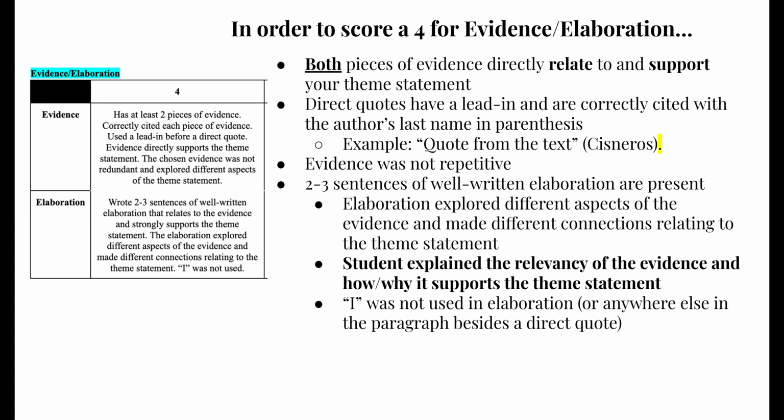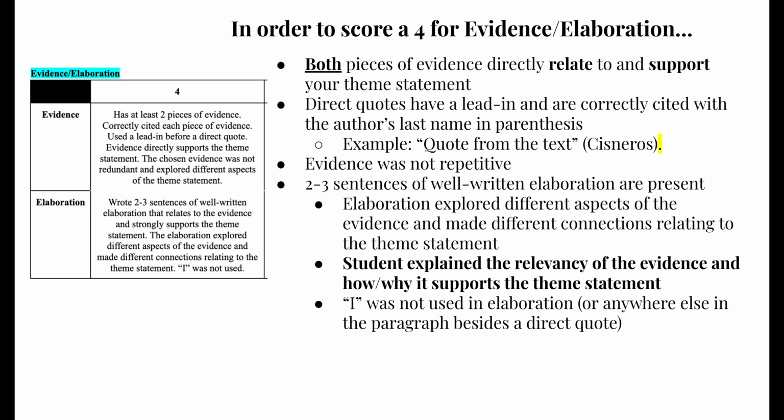You would have to have both pieces of evidence directly relate to and support your theme statement. You would have to have direct quotes with lead-ins that are correctly cited with the author's last name in parentheses. And you'll notice here how I'm really trying to show you: you'd have your quote, you'd have the author's last name in parentheses, and you'd have just one period on the outside of the parenthesis. Evidence was not repetitive.